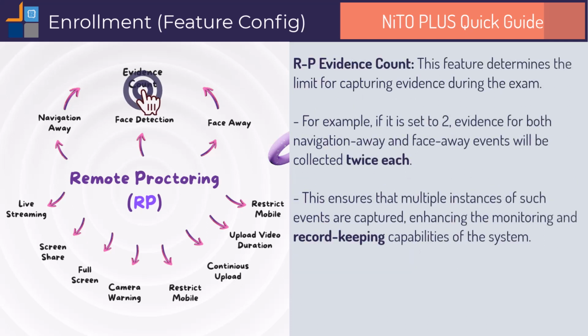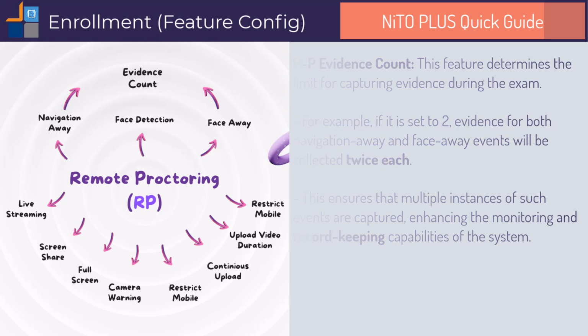RP Evidence Count. This feature determines the limit for capturing evidence during the exam. For example, if it is set to 2, evidence for both navigation away and face away events will be collected twice each. This ensures that multiple instances of such events are captured, enhancing the monitoring and record-keeping capabilities of the system.